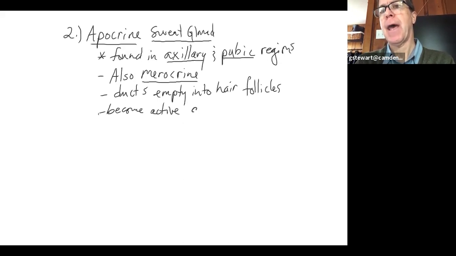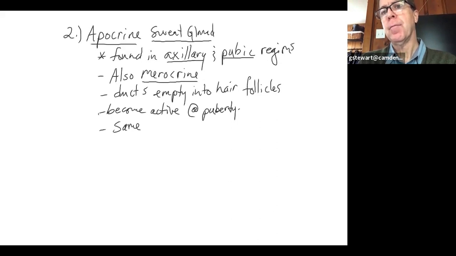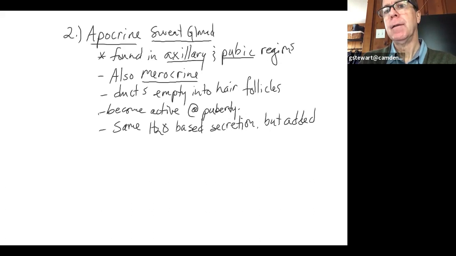I'm just going to put the @ sign at puberty. They have basically the same fluid in the secretions, but then there's some extra things. So I'm just going to write same water-based secretion as eccrine glands, but added lipids, those are fats, and some proteins.